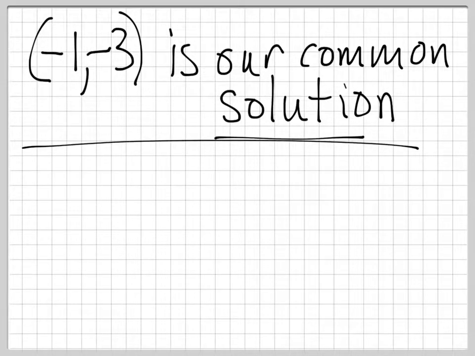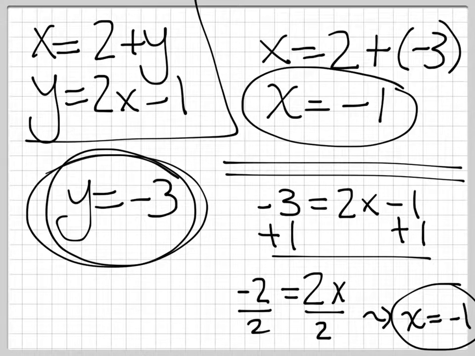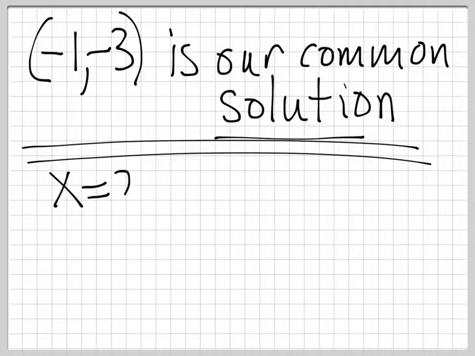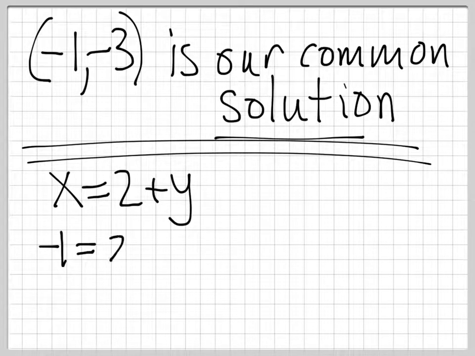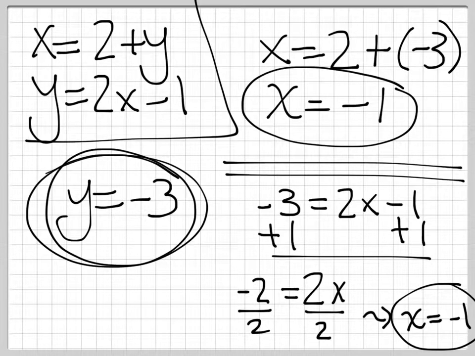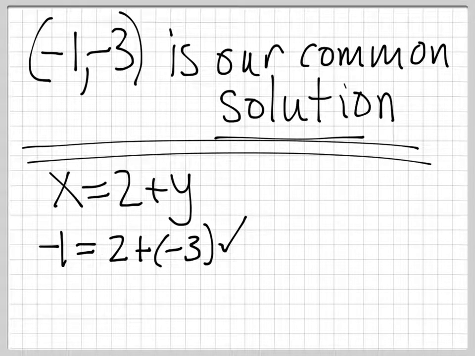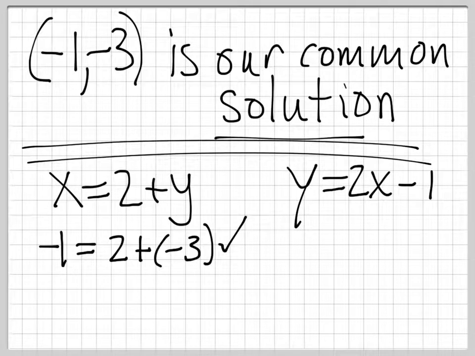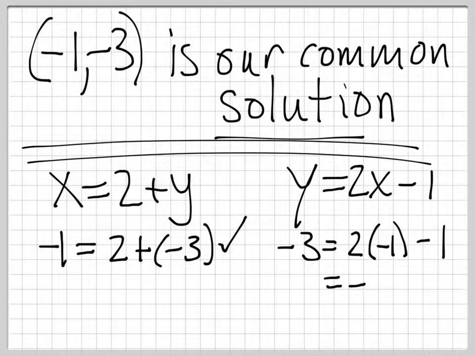Let's check it just to be precise. Remember, x equals 2 plus y, and negative 1 does equal 2 plus negative 3. We have y equals 2x minus 1. And negative 3 does equal 2 times negative 1 minus 1, because that's negative 2 minus 1, which is definitely negative 3.